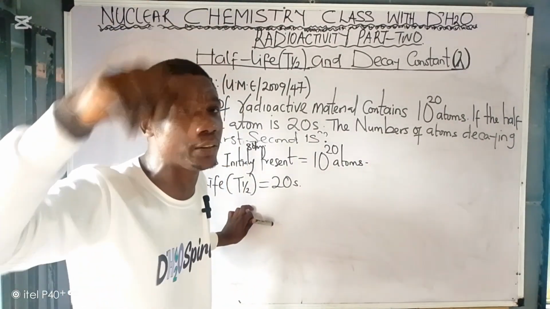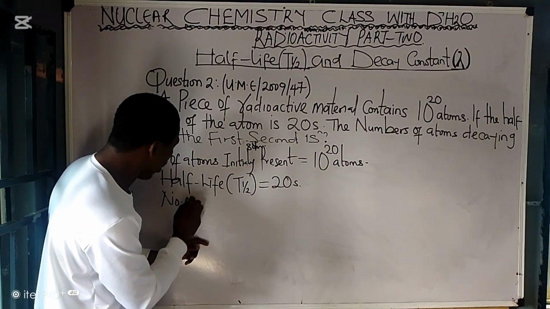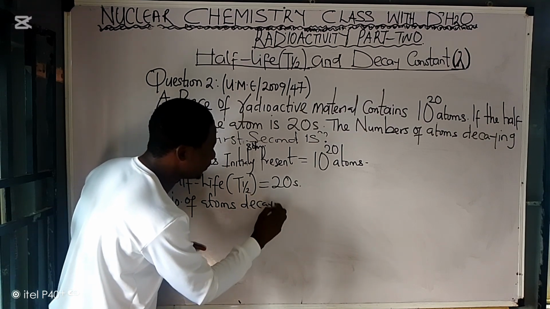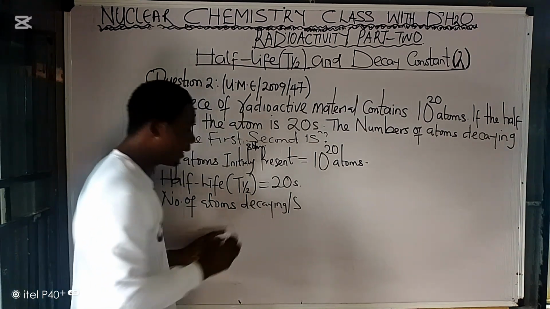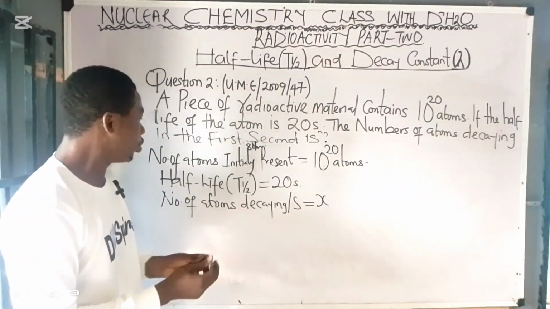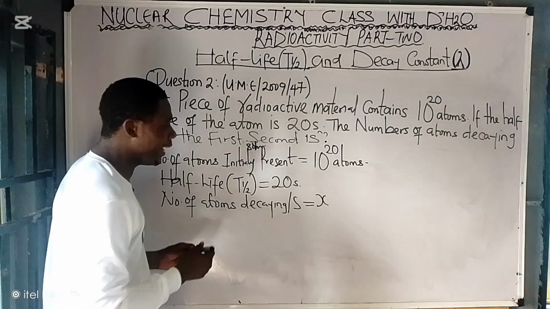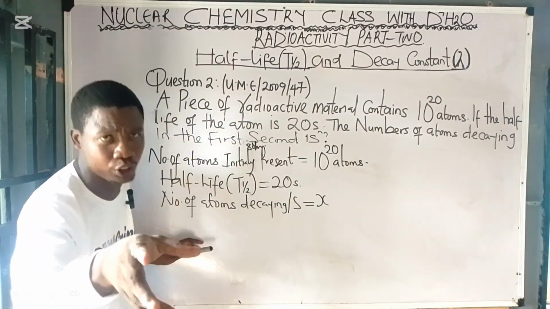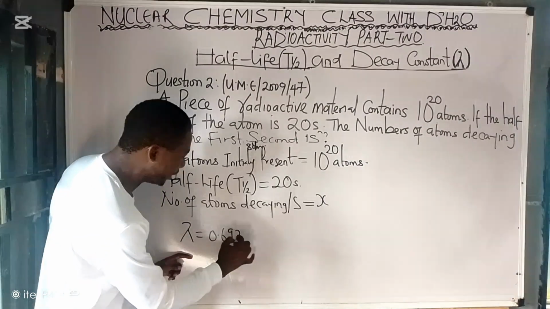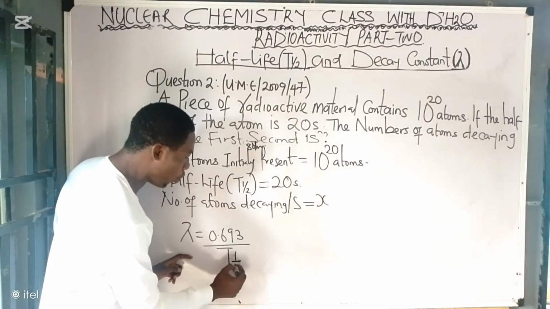Remember the second formula I gave you for decay constant. So we can say that number of atoms decaying per second, let's do it this way, is equal to x. We don't know. Okay, so how do we solve this question? Very easy. Look at it carefully. Let's begin by writing the formula for decay constant. Number one, decay constant is 0.693 over your half-life. That's formula number one.